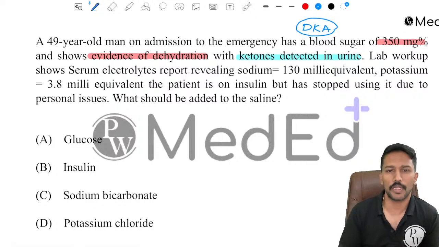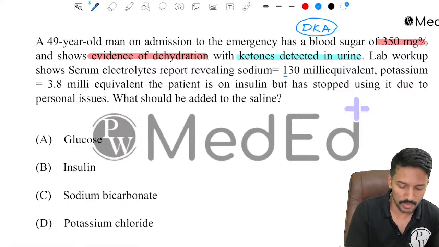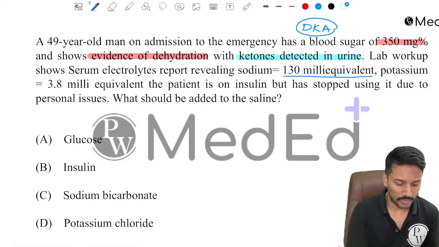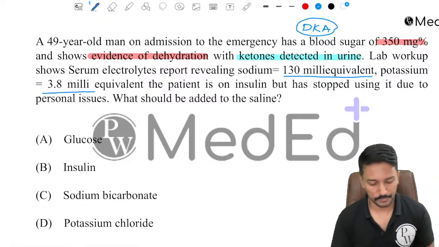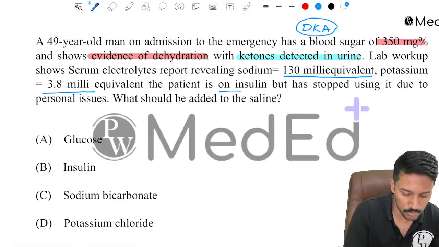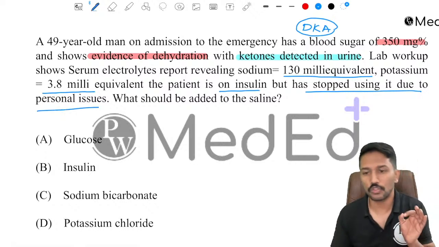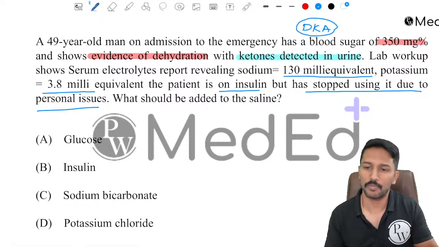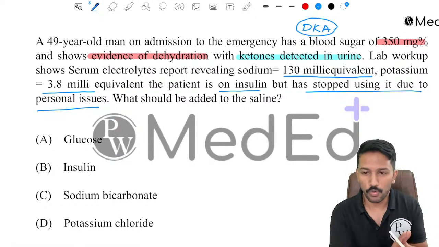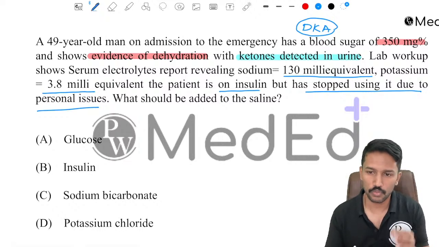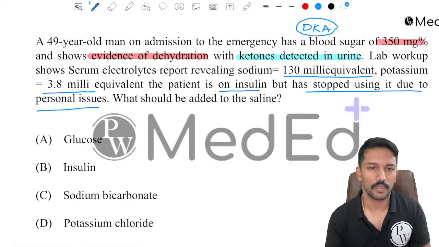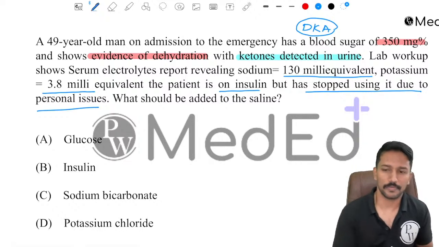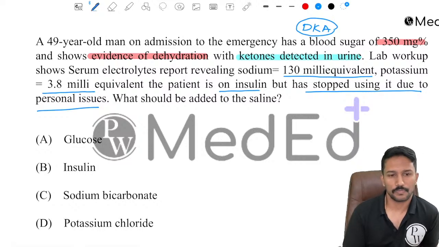Okay, now the rest of the question is pretty simple. Lab workup shows serum electrolytes revealing sodium of 130 milliequivalents and potassium of 3.8 milliequivalents. The patient is on insulin but has stopped using it due to personal issues. That is the most common reason for someone to develop diabetic ketoacidosis, right? Poor compliance with insulin is the most common reason for DKA. Now, what should be added to saline? That's the question.